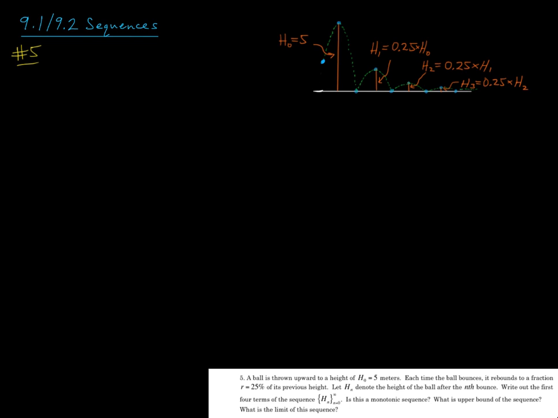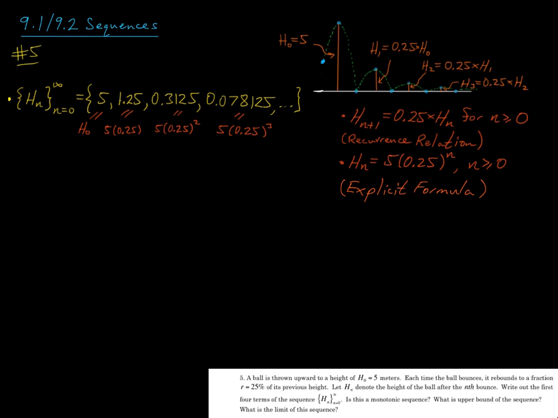All right, then the height after the second bounce, it'll rebound to h2, and that's going to be 25% of h1. And then the third rebound height, h3, that's going to be 25% of h2, so on and so forth. So to write out the first 4 terms, what we're doing there is just repeatedly multiplying by 25%.